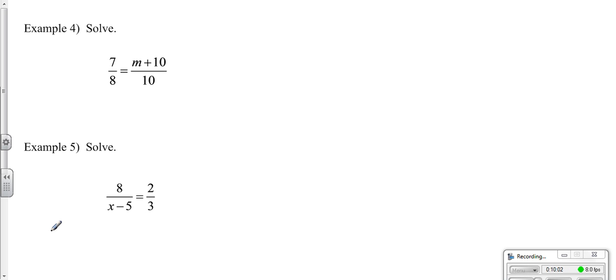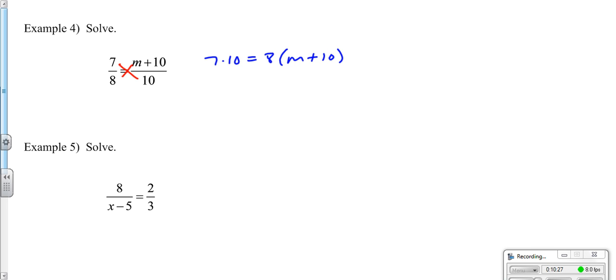Alright, now here's the examples that we kind of ended on review 2. So if we look closely at this, we have a proportion. Alright, so we would cross multiply. Now that's not a big deal, but we have to be careful about what that looks like. I'm going to say 7 times 10, and 8 times m plus 10 looks like this. Now that's where our distribution comes into play.